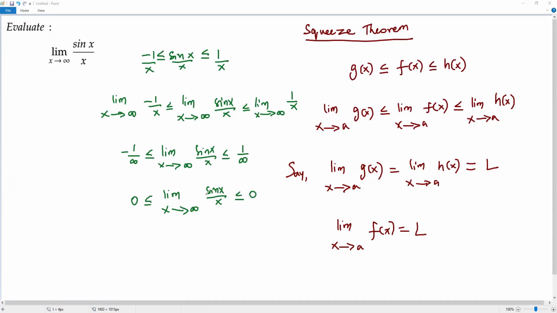Here the value of this limit can be equal to this or equal to this, or it has to be between these two values. But here this value and this value are equal, so it's not possible to get a value between two equal values. So the value of this limit also must be 0, the same value we have here and here, according to the squeeze theorem. Therefore, the limit as x approaches positive infinity of sin x over x equals 0.